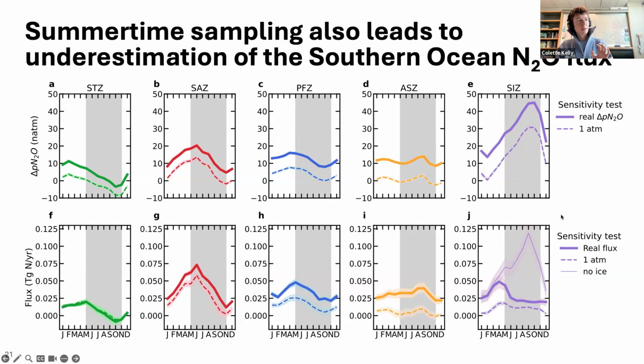So the point here primarily is that if you only look at summertime data, you're probably going to get an underestimate of the overall Southern Ocean nitrous oxide source. And then a secondary point is that if you're assuming 1 atmosphere of barometric pressure when you calculate disequilibrium and flux, you're also going to get an underestimate of the overall Southern Ocean nitrous oxide source.